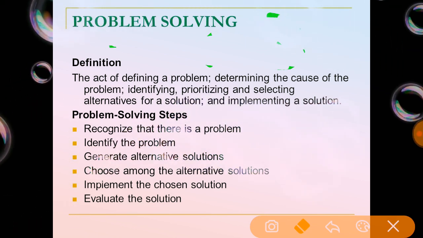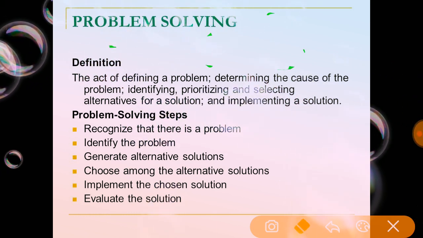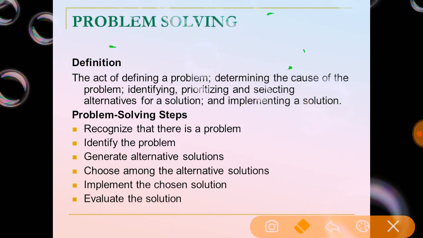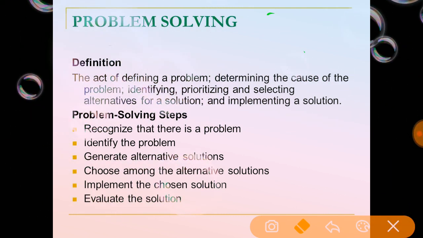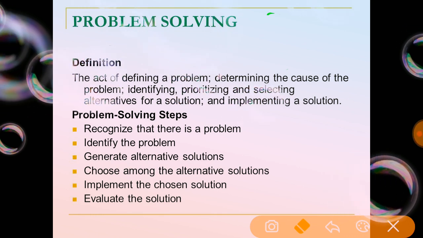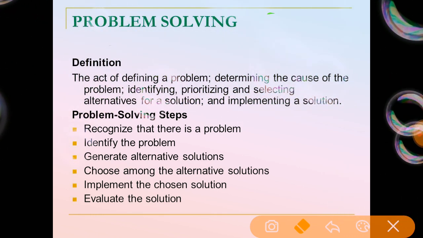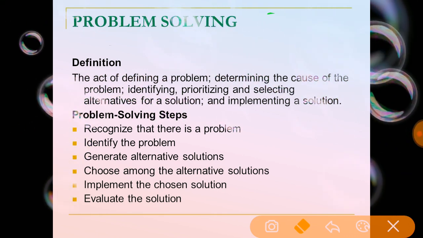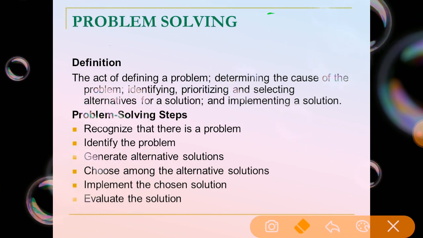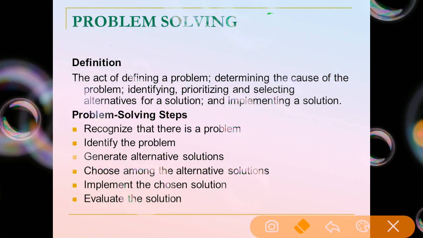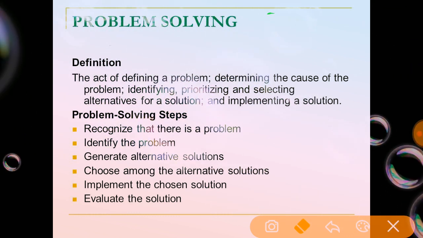First, once we know the exact problem, the researcher has to determine the exact cause of that problem. Then identifying, prioritizing and selecting alternatives for a solution, and implementing the solution. So this is the definition. The researcher should carefully monitor; first the researcher should identify according to the problem, then prioritize. The researcher should perform priority-based solutions, then select the alternatives.